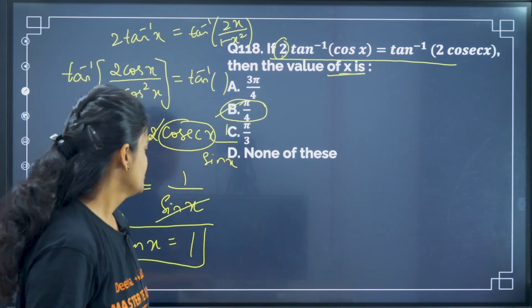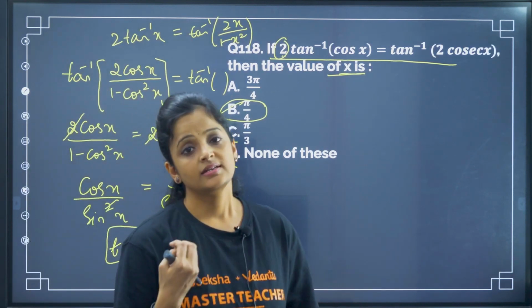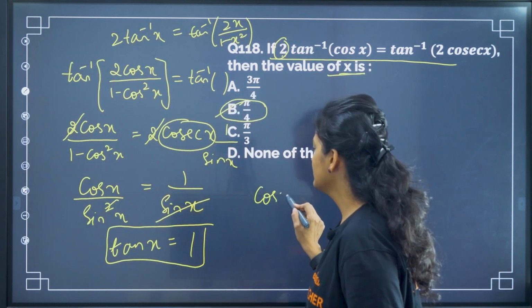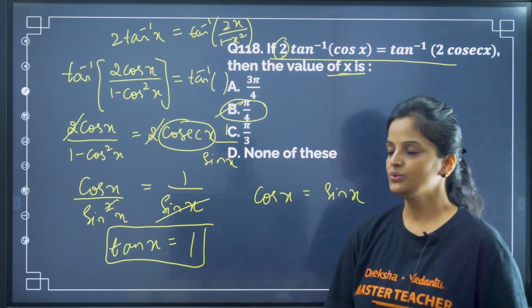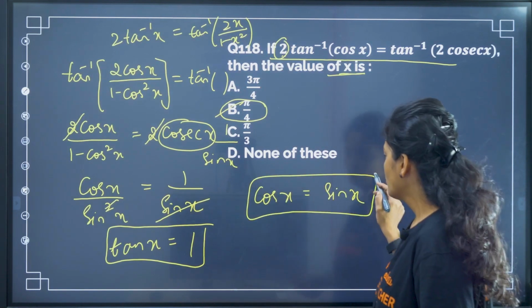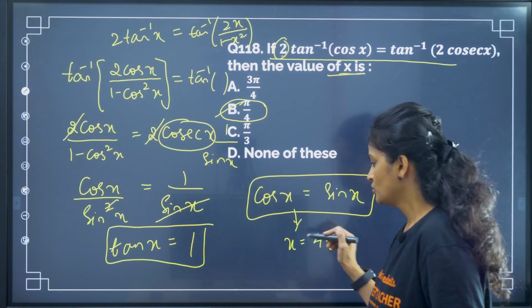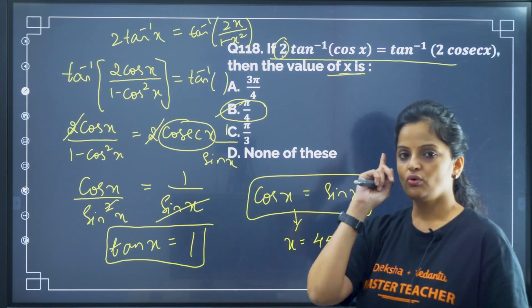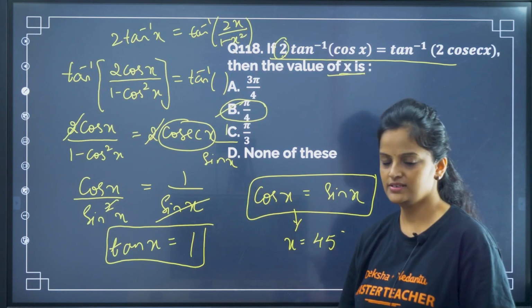Okay, you can bring it to cot also. Don't get confused. Why only tan? Yes, you can bring it to cot or leave it as it is. For which angle are both cos and sine equal? Whenever you get this condition, one of the angles is 45 degrees. Remember, you don't have to write tan, you don't have to write cot, just leave it as it is. Only at the value 45, both sine and cos are equal, isn't it?